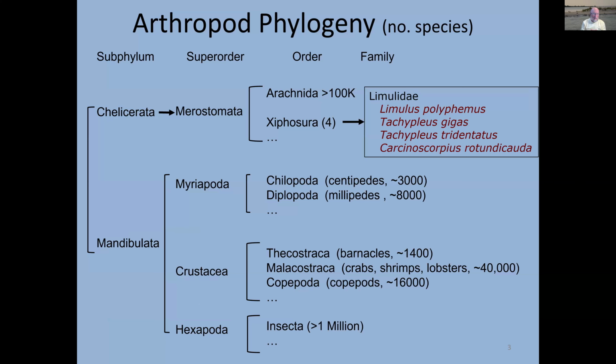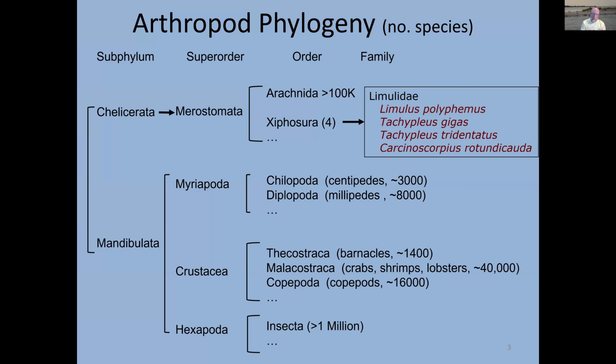So this is a complicated list, but it just kind of shows where the horseshoe crabs fit into the classification system. If we start at the bottom, we see insects, and then above them crustaceans. That's where the true crabs are, with shrimps and lobsters. And then above them, centipedes and millipedes, those creepy crawly things.